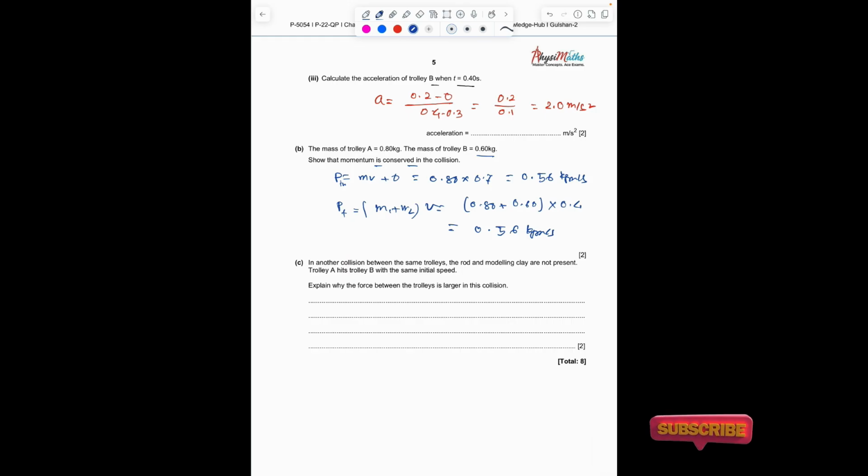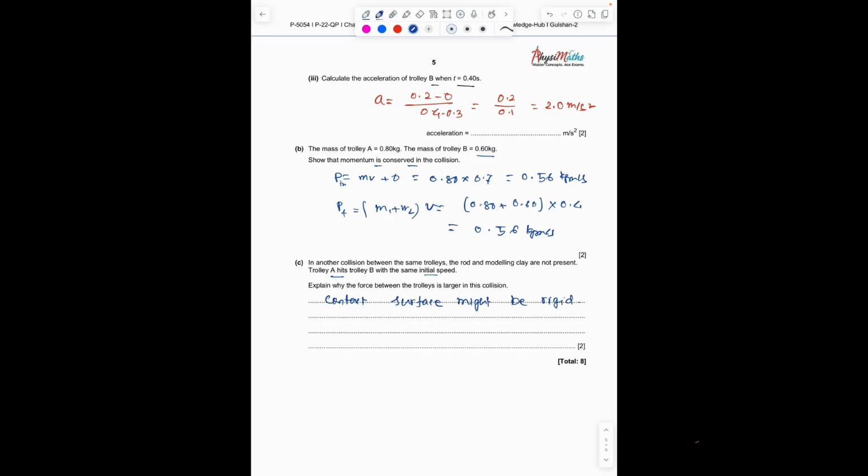Now the final question. In another collision between the same trolleys, the rod and the modeling clay are not present. Trolley A hits trolley B with the same initial speed. Explain why the force between the trolleys is larger in this collision. There can be different reasons. One is the contact surface might be very rigid. So for this you get 1 mark.